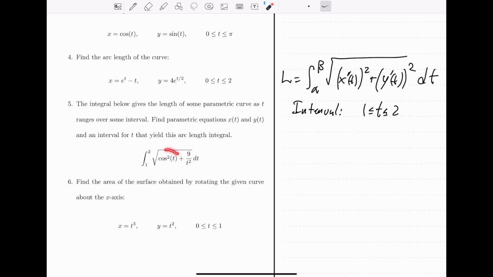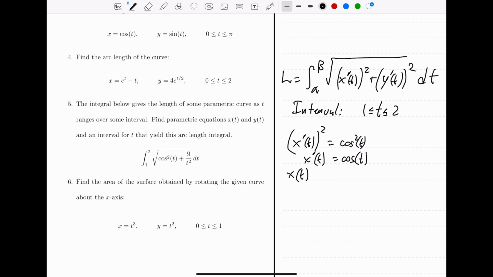Well, I'm going to call this first term here the derivative of the x function squared. So I have x prime of t squared equals cosine squared of t. And this tells me that x prime of t could just be cosine. Now, if x prime is cosine, then what is x? Well, to find x, I would actually take the antiderivative of cosine. Because I have the derivative of x, if I want x, I take the antiderivative of x prime. The antiderivative of cosine is sine of t. So the x function that would work here would be x equals sine of t.